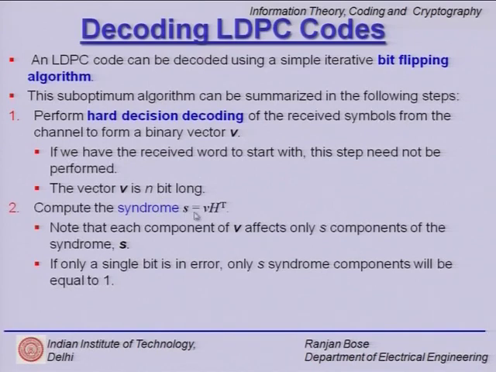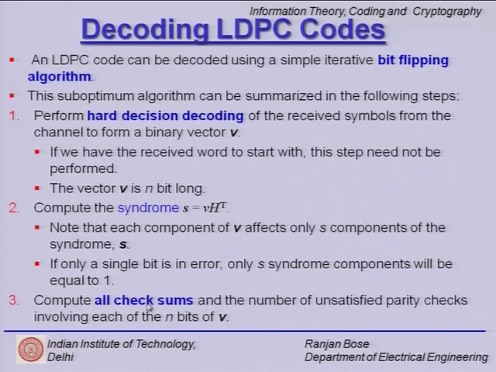So, we find the S as nu H transpose. Okay, this is the syndrome decoding step, and I will jump with joy if S comes out to be 0, and I will declare nu to be the correct valid code word. However, if S is non-zero, my fun begins and I will try to take a call based on a bit flipping algorithm. So, note that each component of nu affects only s components of the syndrome S. Okay. If only a single bit is in error, only s syndrome components will be equal to 1. So, this is an important observation.